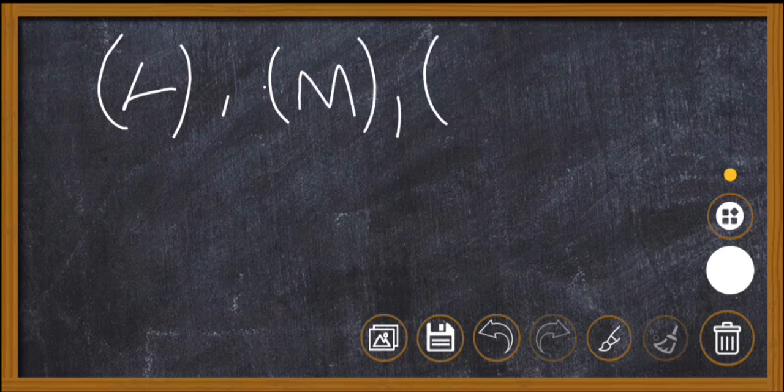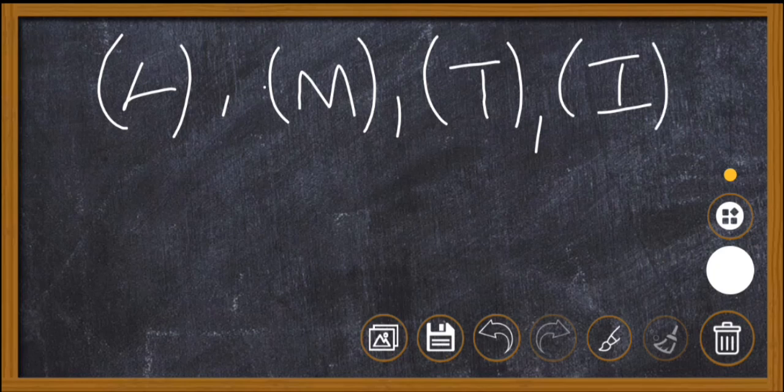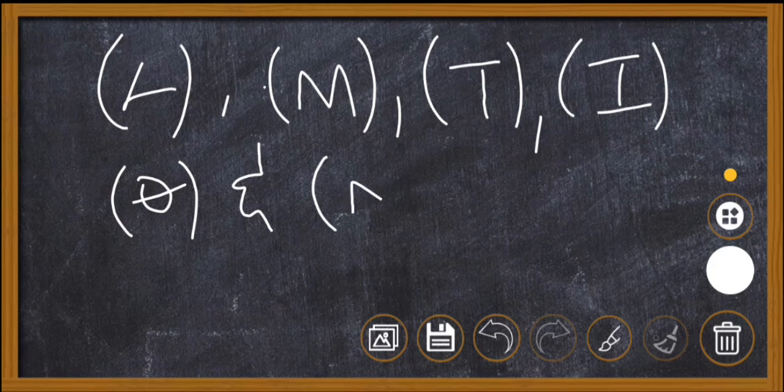set of fundamental dimensions, such as length, which of course is represented by capital letter L, mass, which is represented by capital letter M, time, which is represented by capital letter T. We also have some other quantities such as electric current, which is represented by capital letter I. We also have temperature, which is represented by theta, and finally we have the amount of substance, which is the mole, represented by capital letter N.